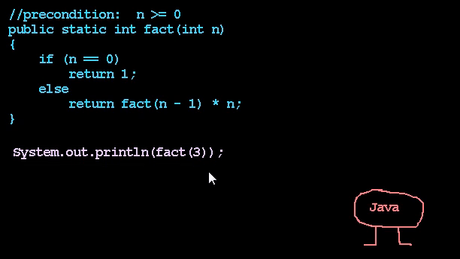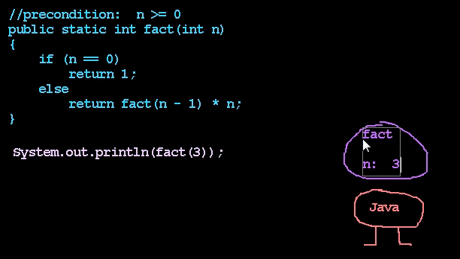And 3 factorial should be 3 times 2 times 1, which is 6. So this should print 6. Let's see what Java actually does. So the first thing Java does, when we say fact of 3, it starts thinking, okay, you're calling fact. And you've called fact with an n value of 3. Right? N is 3. And in fact, since Java is thinking this, we'll draw some thought bubble-ish things.